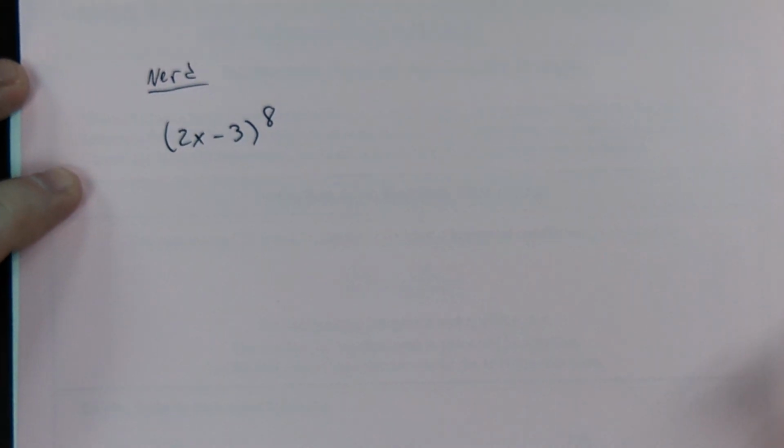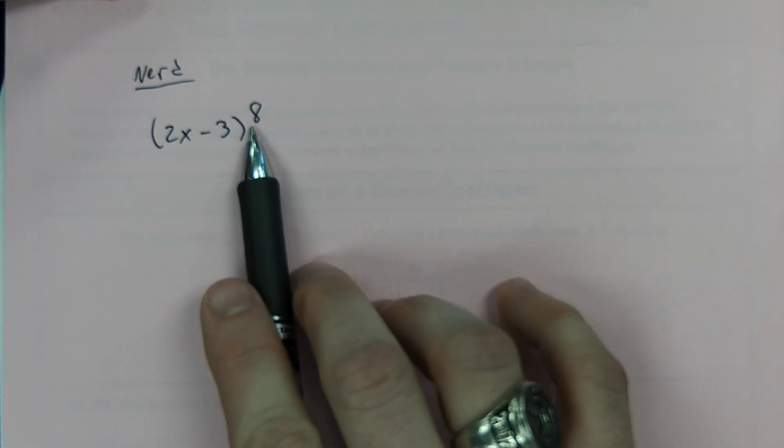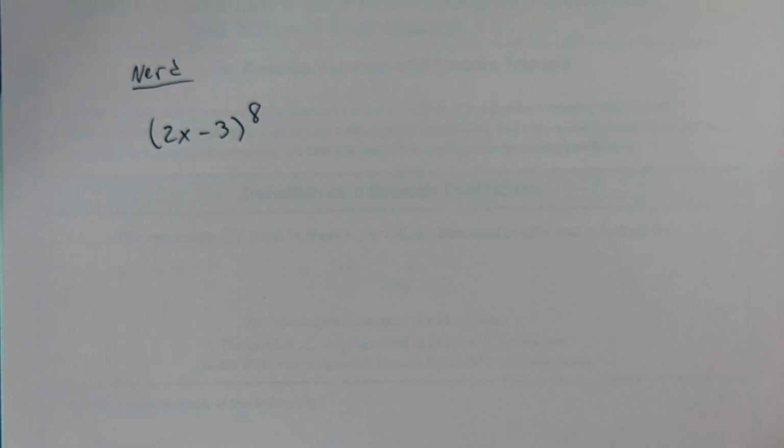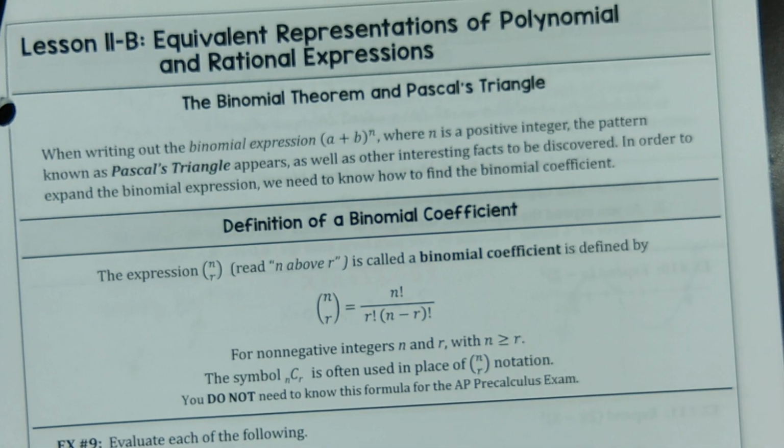I could say, what is the 5th term in this expansion? And if you didn't know how to do what we're going to learn how to do today, you'd be forced to FOIL 8 times and track down all the like terms and add them all up. And oh boy, would that suck. There's got to be a better way. And of course, there is a better way. That better way is called the binomial expansion.